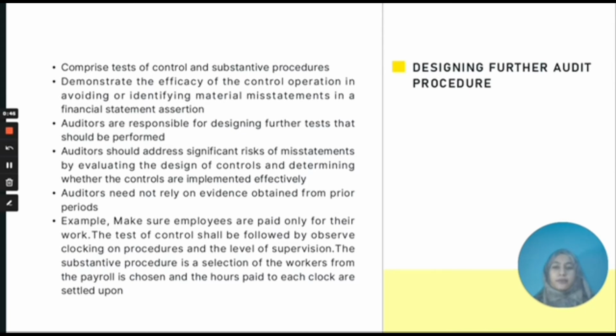The auditor should address significant risks of misstatement by evaluating the design of controls and determining whether the controls are implemented effectively. The auditor need not rely on evidence obtained from prior periods or analytical procedures to address risk of misstatement in payroll records. For example, make sure employees are paid only for their work. The test of control should be followed by observing clocking-on procedures and the level of supervision. For the substantive procedure, a selection of workers from the payroll is chosen and the hours paid to each are settled against the clock cards accordingly.